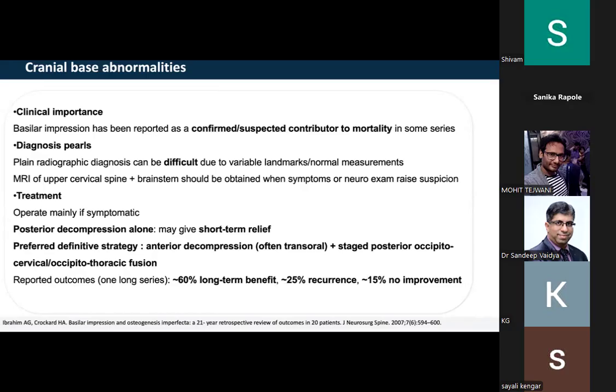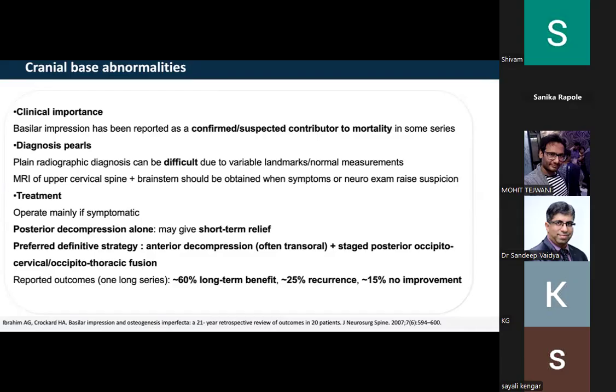Plain radiographs can be challenging due to landmarks and measurement variability. MRI of the brainstem and upper cervical spine has to be done to assess the compression and the neural effect. Treatment is, if the child is symptomatic, operative indications are warranted. Posterior decompression alone can give a short term relief, but definitive management is going to require decompression and stabilization, often in the form of an OC fusion.